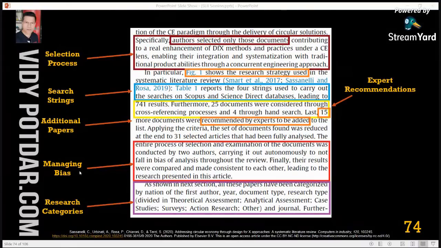Next point is managing bias. The entire process of selection was conducted by 2 authors, carrying out autonomously to not create any bias. The results were compared and made consistent to each other, leading to the research presented in this paper. Research categories. All papers have been categorized by nation of the first author, year, and so on.